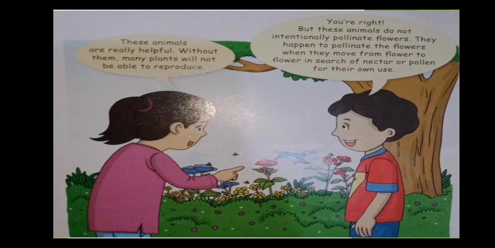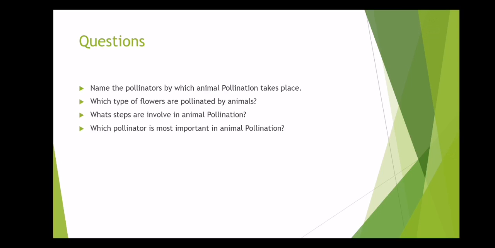I hope you understand this topic, and to check your understanding, I have some questions for you. So, these are the questions. Question number 1: name the pollinators by which animal pollination takes place. Number 2: which type of flowers are pollinated by animals? Number 3: what steps are involved in animal pollination? Number 4: which pollinator is most important in animal pollination? So, you people think about these questions. I will send you the answers after some time.